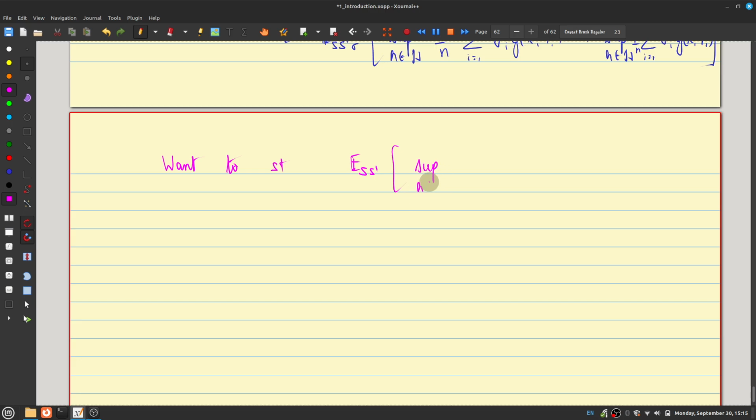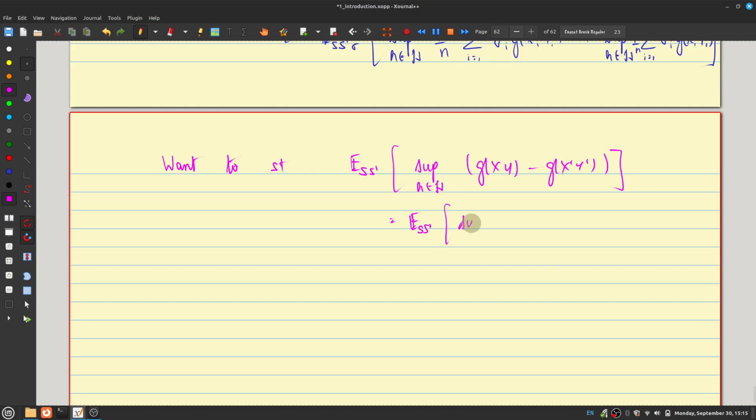the supremum over all h in H, let's say, of g of x y minus g of x prime y prime is equal to the expectation over S prime of the supremum over all h of g of x prime y prime minus g of x y. We are renaming it; we can rename S and S dash, and we can interchange the expectation.